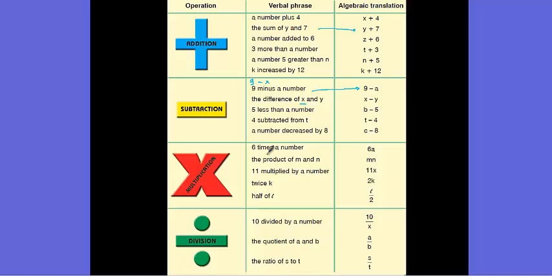6 times a number, the product of m and n, 11 multiplied by a number is 11x, and twice k. Twice k means when you multiply the number by 2, and half of L means when you divide by 2. Actually we can use this with division also. 10 divided by a number is 10 over x, and the quotient of a and b.